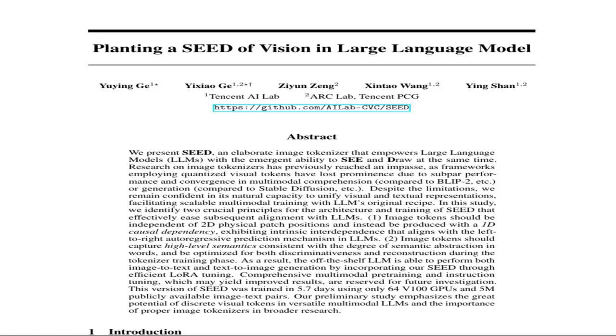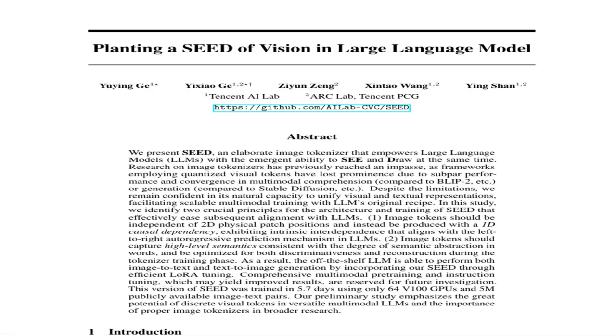Yes. The first paper we are going to discuss is all about planting a seed of vision in large language models. Dear friends, imagine a world where large language models can see and generate images simultaneously. Well, this is what SEED achieves. SEED is a novel image tokenizer that allows LLMs to work seamlessly with vision tasks. Traditionally, previous image tokenizers struggled with performance and were often slow to converge, but SEED tackles these problems head-on by designing image tokens that align with the LLM's auto-regressive mechanism, where image patches are not confined to a 2D spatial arrangement, but instead follow a 1D causal dependency. So this makes it easier to integrate vision and language models.